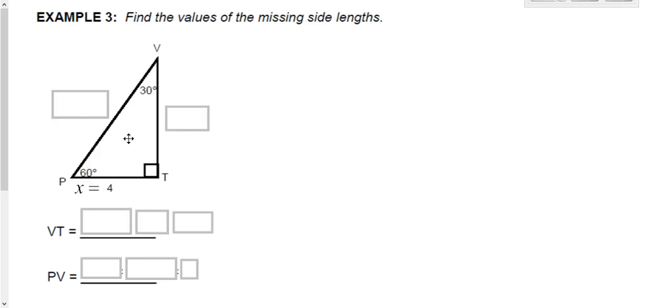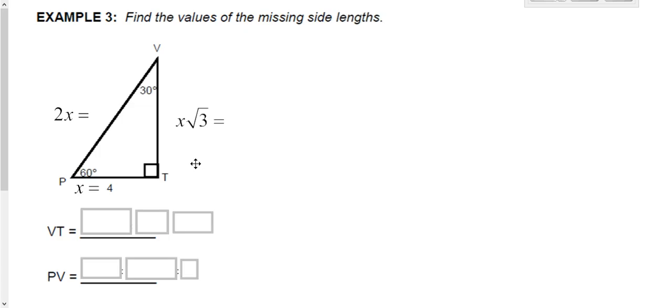We know that opposite the 60 is x times, whoops, I messed this up. So I'm going to have to fix this. This goes over here. And this one goes over here. I messed up. So across from the 60 is our x times the square root of 3, and our hypotenuse is the 2x.